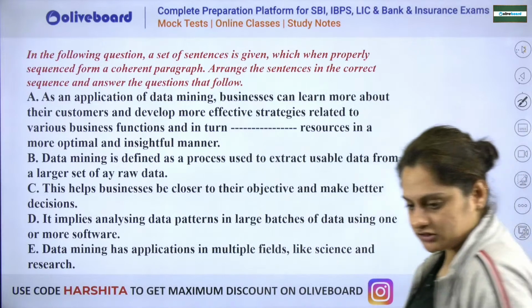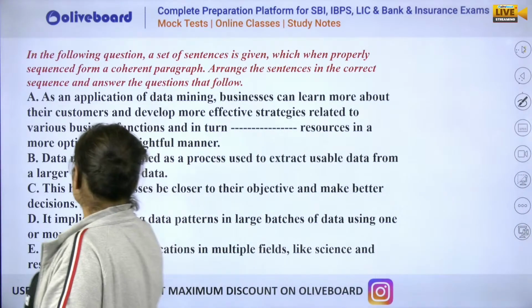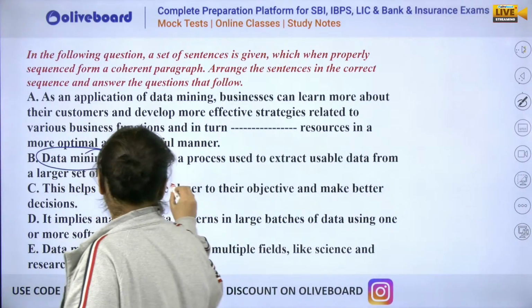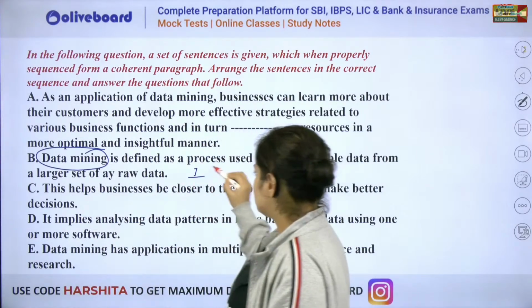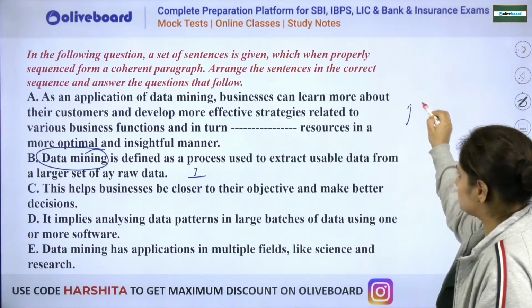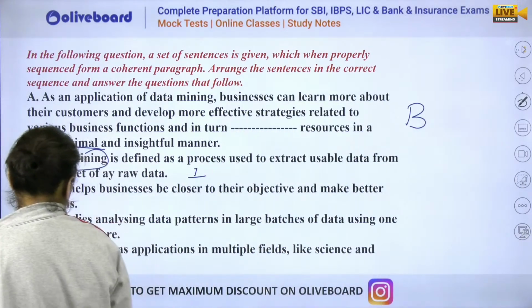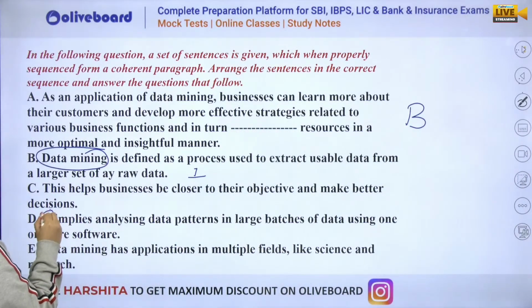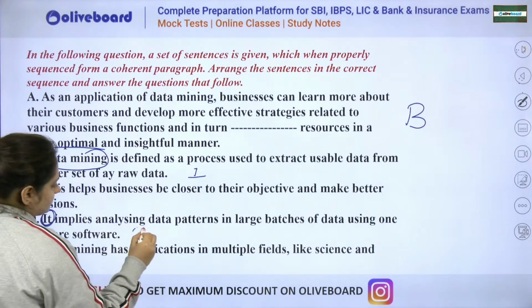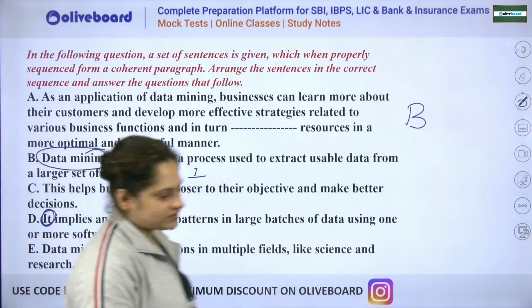Very basic. You know the starting is so simple. Our theme is data mining. Okay, first we give the definition. So definitely B will come first. Okay, now we are defining. Now next what will you write? You will define, and when you are giving the definition in detail, you are explaining in D. So second has to be D.